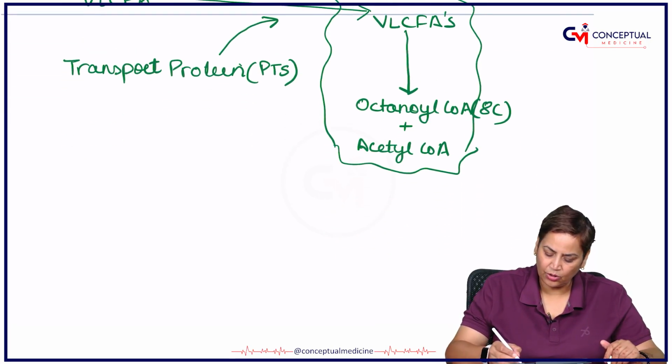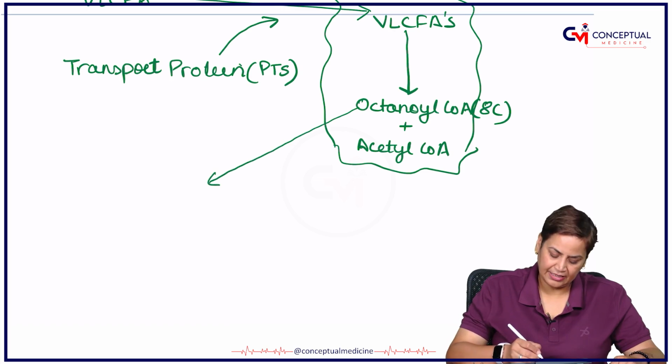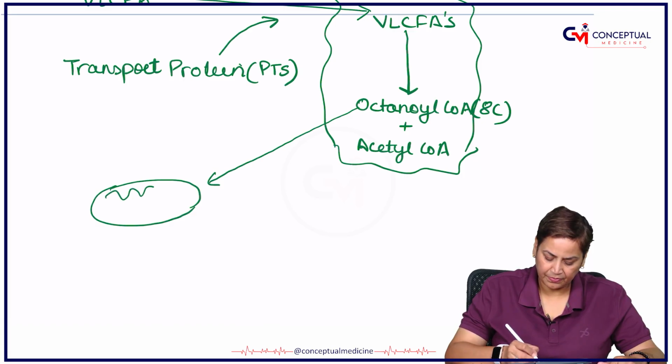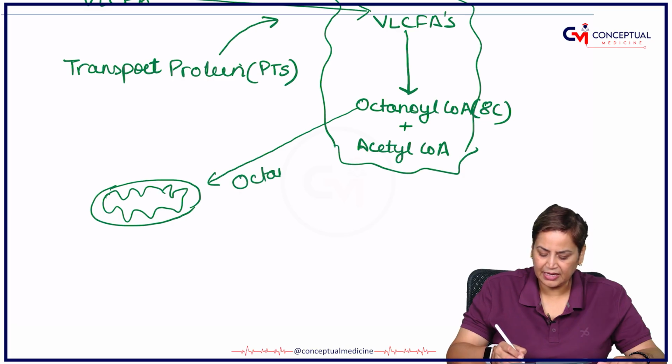Now this octenoyl-CoA will now enter the mitochondria. Now see, octenoyl-CoA has 8 carbon atoms.